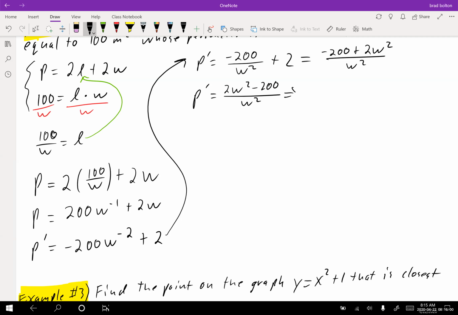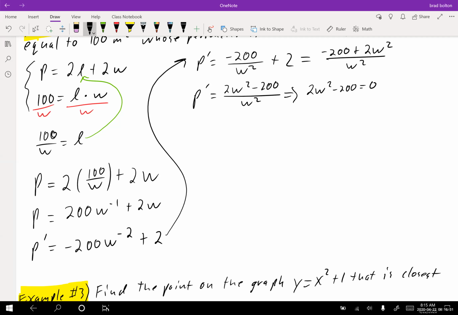Okay, now we have to find our critical numbers. Now I don't really have to set the denominator equal to 0. Think about it. If the denominator is equal to 0, that is a potential critical number. However, can a rectangle have a width of 0? Can a rectangle have a width of 0? So that's more of an endpoint. That is not really a possibility for my width. It's not really in the domain of the story. So I'm only going to mess with the 2W squared minus 200.